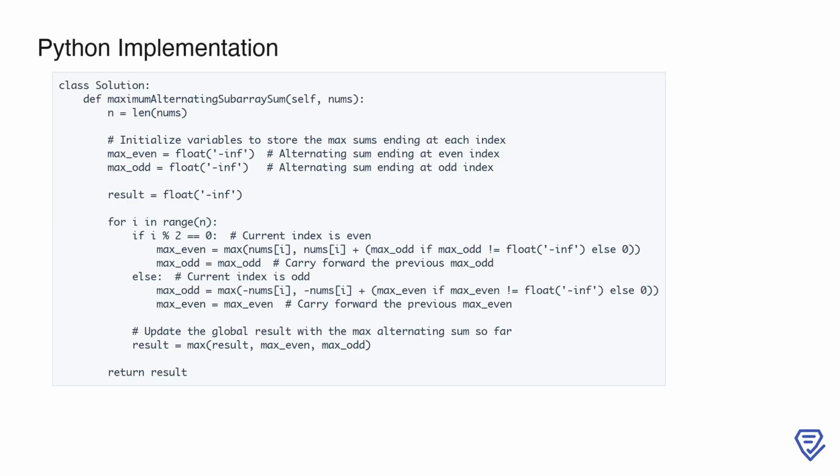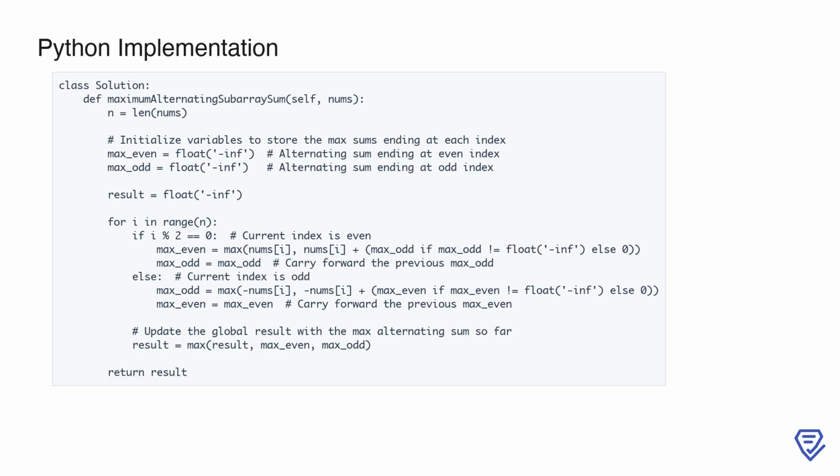If the index is even, max_even is updated to be the maximum of the current element or the sum of the current element with the previous max_odd. Similarly, if the index is odd, max_odd is updated to the maximum of the negative current element or the sum of the negative current element with the previous max_even.